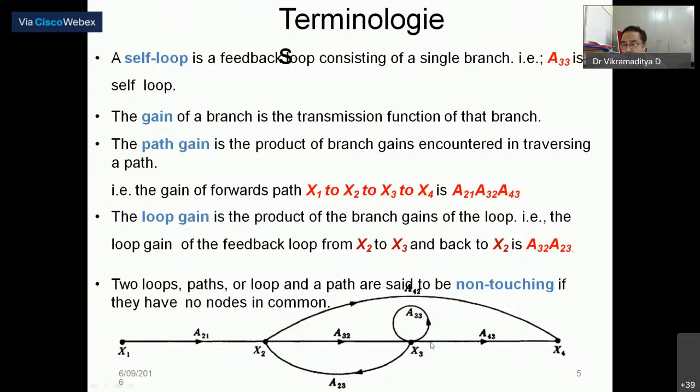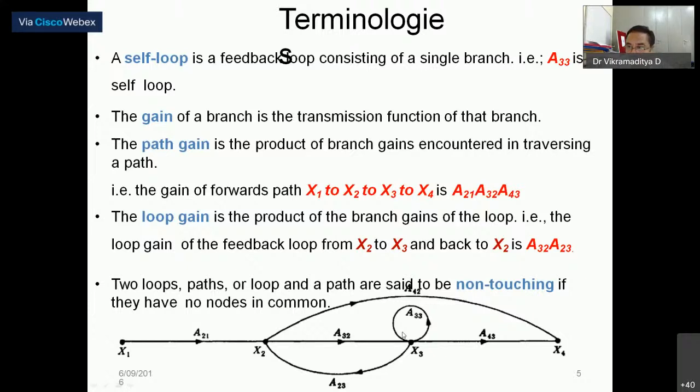Similarly, the gain of this branch moving from x3 to x4 is A43. Branch x2 to x4 is A42. The gain of this is A33. Of this self loop is how much? A33. So in this way, you have to identify their gains also.